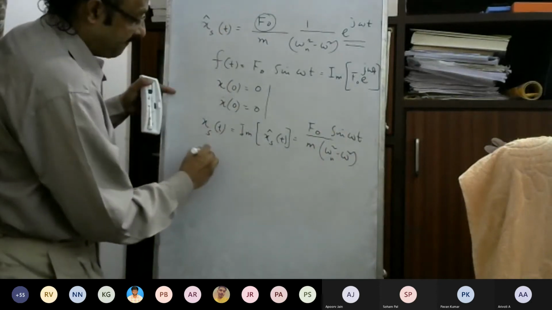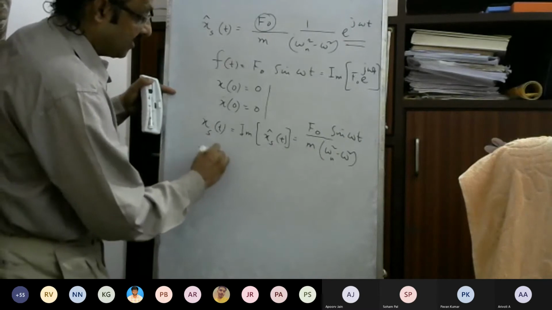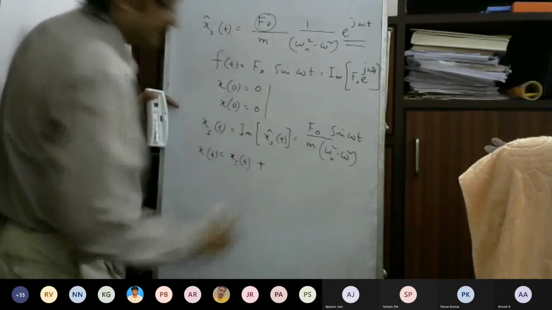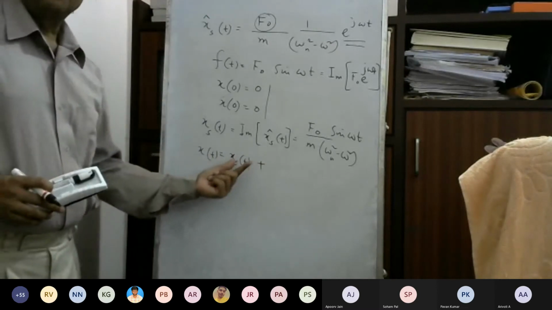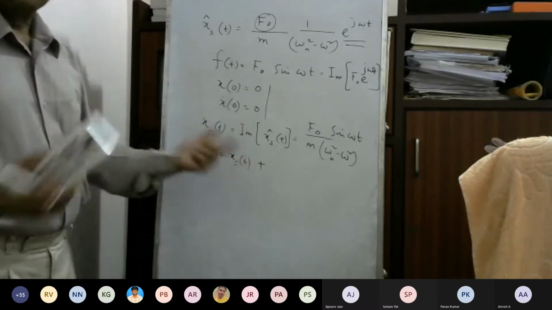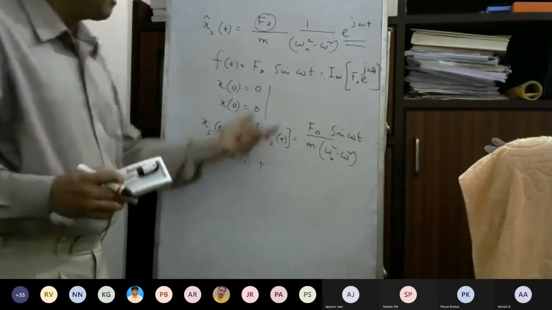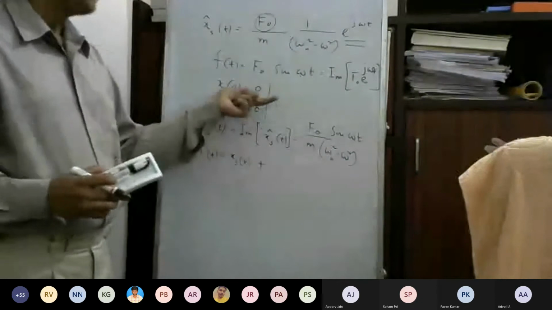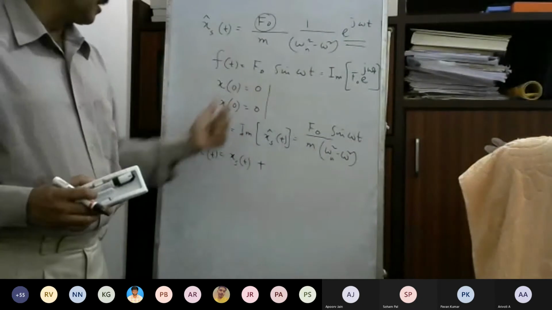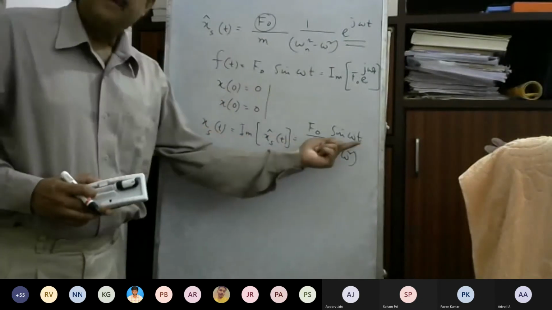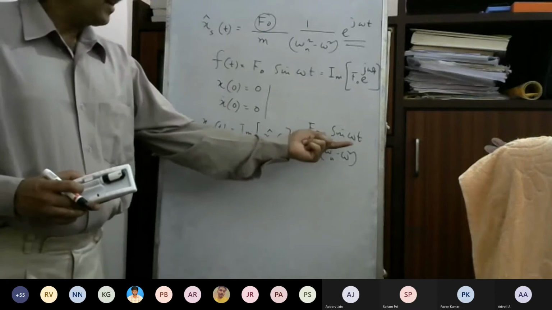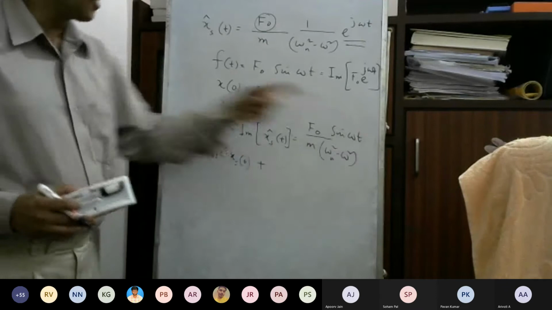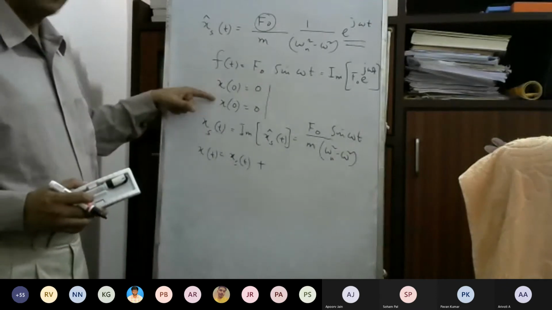Now our total response x(t) will be equal to x_s(t) plus the contribution of the free vibration, that means without any forcing. Why? Because we have to satisfy the initial condition. You see that x_s at time t equal to 0 satisfies x(0) equal to 0. But at time t equal to 0, the velocity will be f naught omega by m times omega n square minus omega square, which is not equal to 0. So this is not satisfying the initial condition.